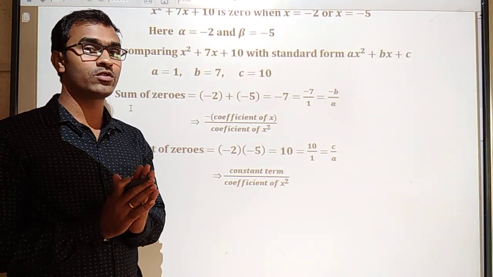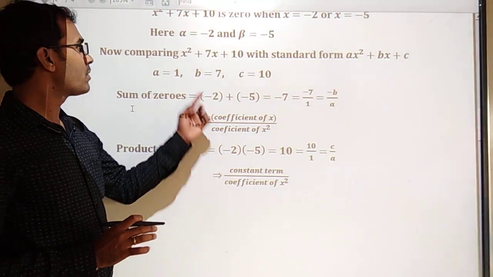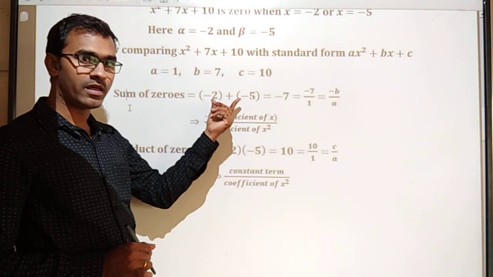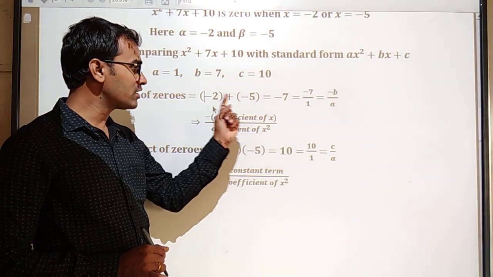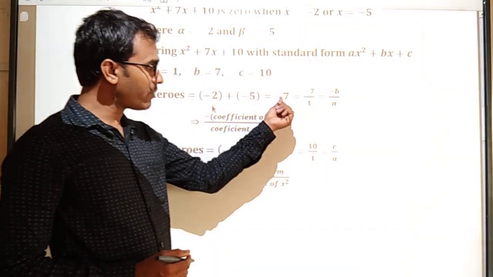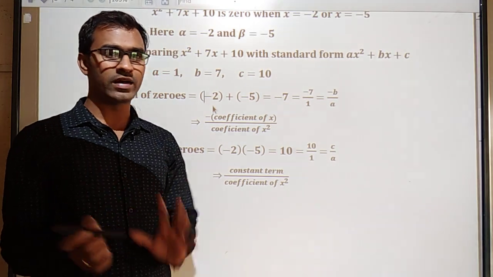Sum of zeros is equal to alpha plus beta, that is minus 2 plus minus 5, which is equal to minus 7. I will write minus 7 in the form of minus 7 upon 1, since the denominator is always 1.